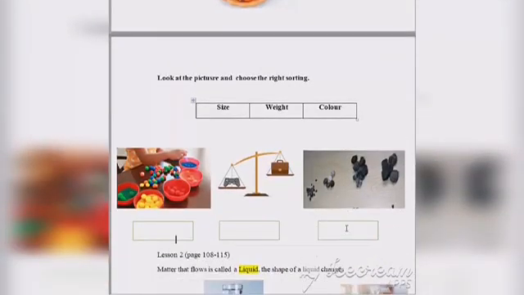Okay, that's a question for us. Let's solve this question. Look at the picture and choose the right sorting. Let's choose the correct sorting. We have 3 words: size, weight, and color.